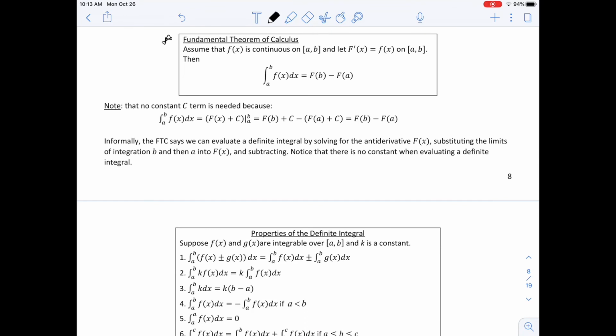Next says note that there is no constant c that we need to add, and the reason why is because if you were to evaluate this, you'll notice that your c's would cancel out. And so you can see that down below. It says informally, the fundamental theorem of calculus says we can evaluate a definite integral by finding the antiderivative, and we get our antiderivative by integrating this and substituting in the limits of integration b, and then substituting in a into F of x, and then subtracting. Notice that there's no constant while evaluating a definite integral.